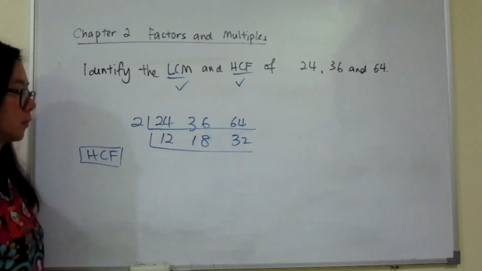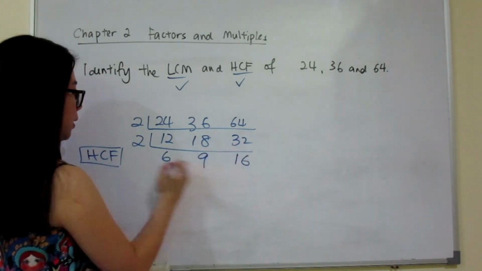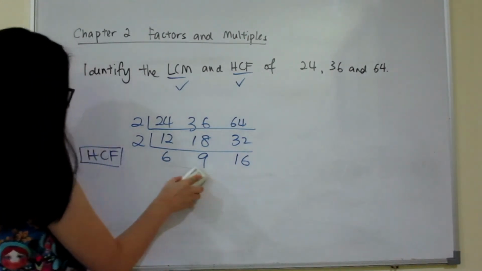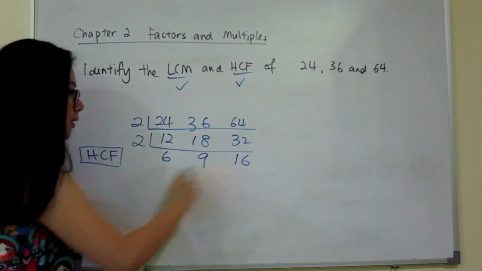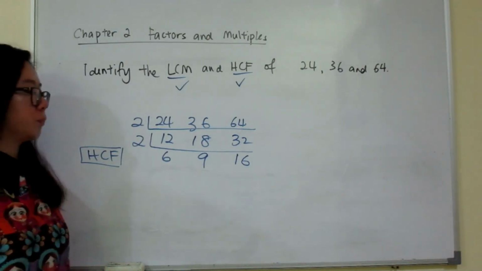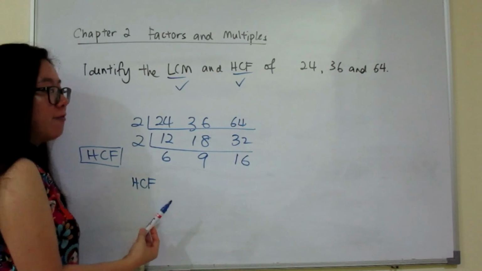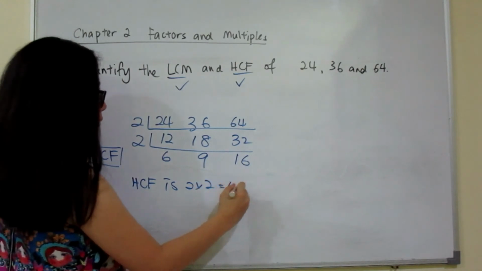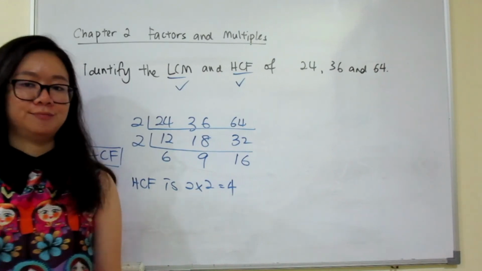Yes, let's divide further. Can still use 2, yeah, let's do it slowly. Okay, so 12 divided by 2 is 6, this one divided by 2 is 9, this one divided by 2 is 16. Do it further. No. That's it. 6, 9, and 16 cannot divide further by any number except 1. We don't include 1, okay? So that's where we stop for HCF. So the HCF of 24, 36, and 64 is 2 times 2, that is 4. Okay? You can use other method to check whether this answer is correct or not.